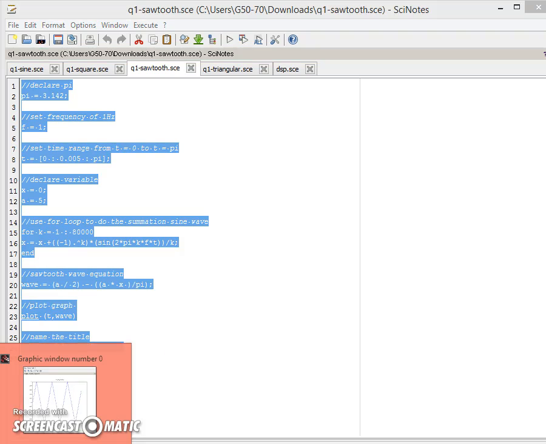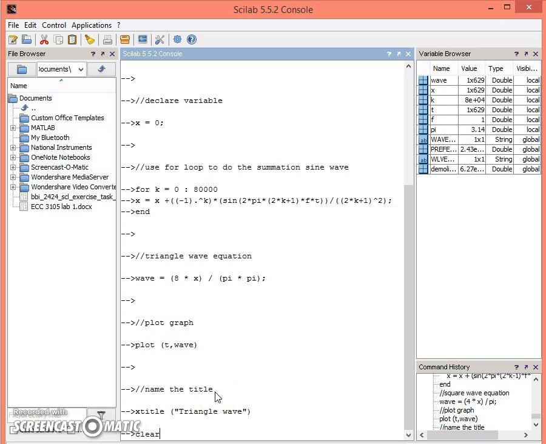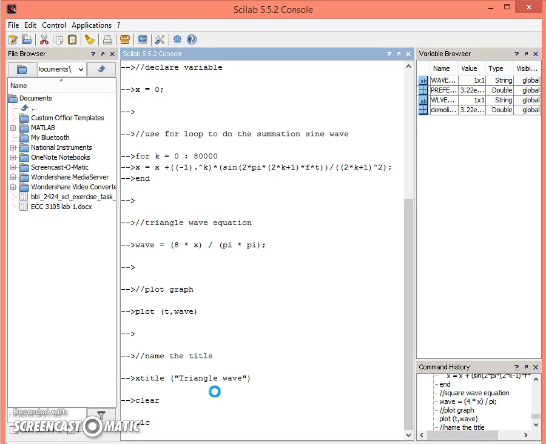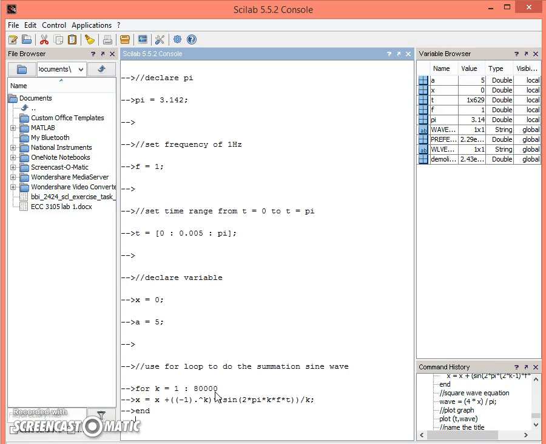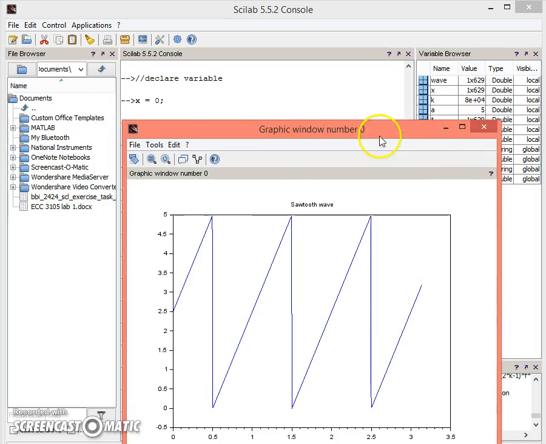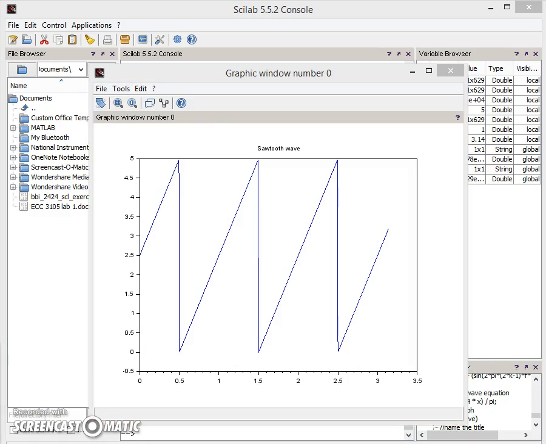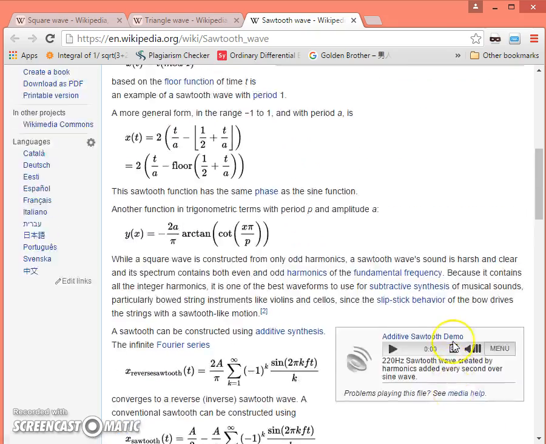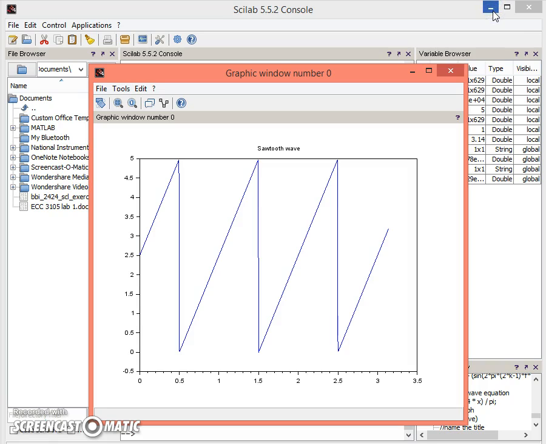This is very easy, we just copy the code and paste it into our Scilab console. First of all, we clear the screen to make it clearer, then paste it and execute. Okay, this is a sawtooth wave. It's like the Wikipedia answer. Sawtooth is like this.